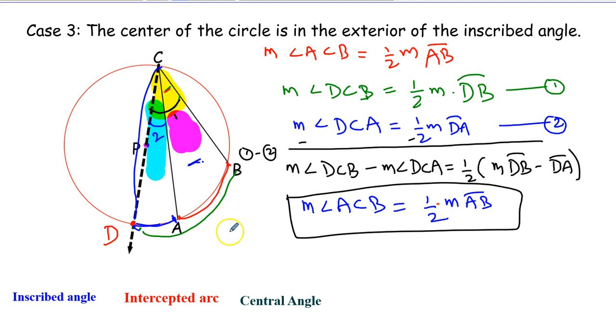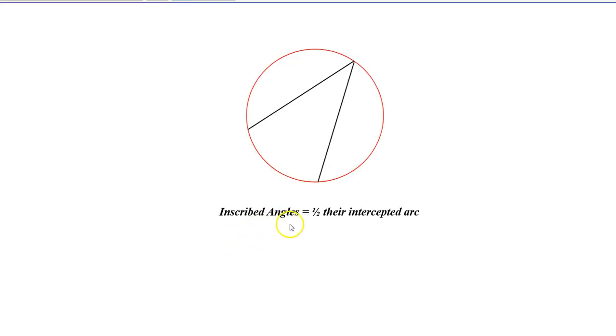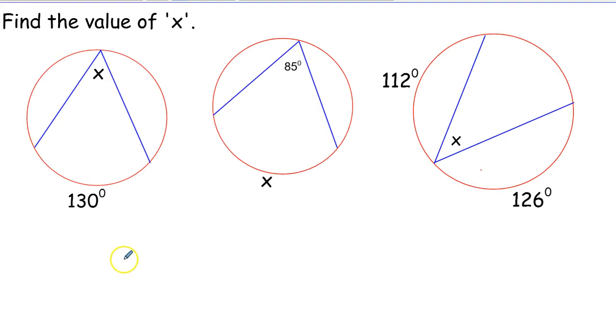So altogether, these are the three cases that exist with reference to the relationship between the inscribed angle and intercepted arc. Okay. So now we know that the inscribed angle is equal to half of the intercepted arc. Like I said, if the measure of this intercepted arc is, let me take, 78 degrees, the inscribed angle will be half of 78 degrees, that is 39, right? Similarly, we can solve any problems dealing with the inscribed angle and intercepted arc.